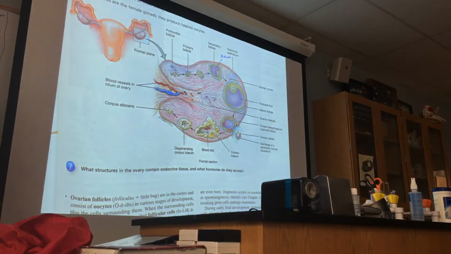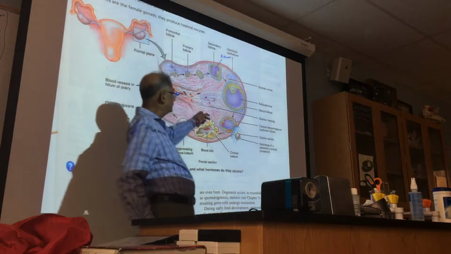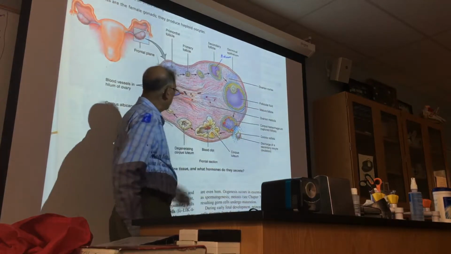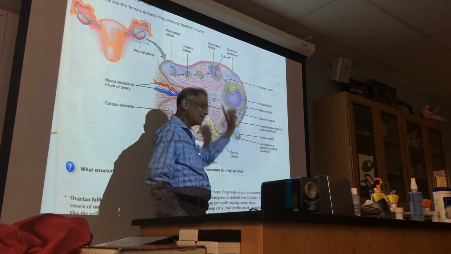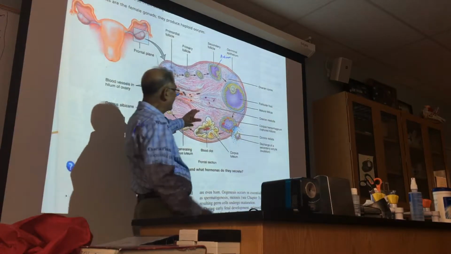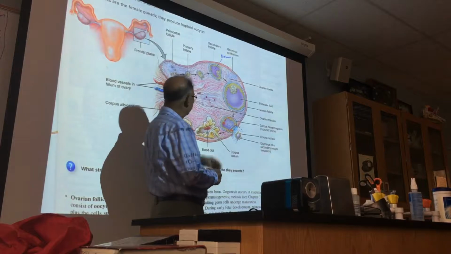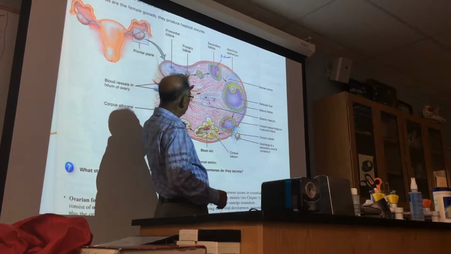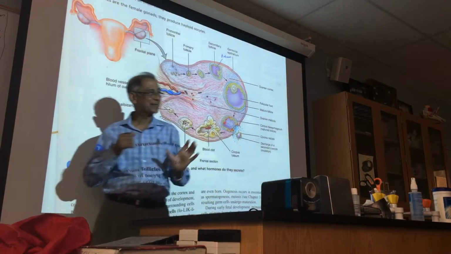Inner medulla, outer cortex. This is the ovarian medulla. Look, and this is ovarian cortex. The only thing is, ovarian medulla is loose, while the outer ovarian cortex is tense. Okay?